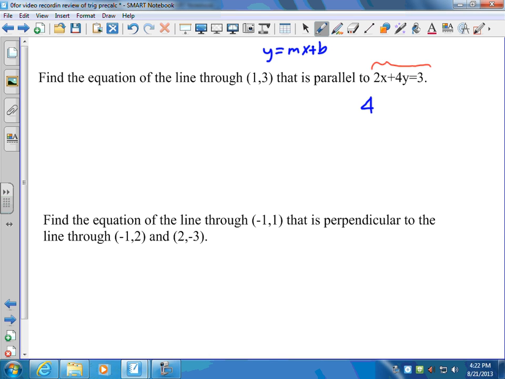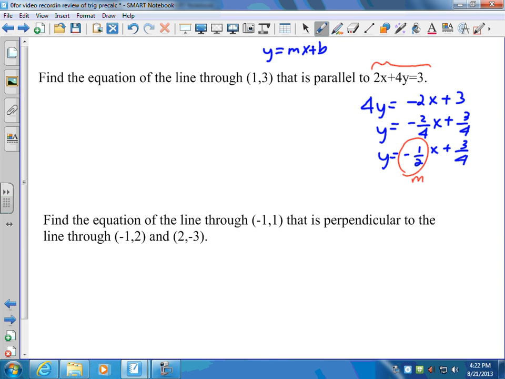So here we have 4y equals negative 2x plus 3. So y equals negative 2/4 x plus 3/4. In other words, negative 1/2 x plus 3/4. So what is the slope here? Negative a half, right? That's the given line.